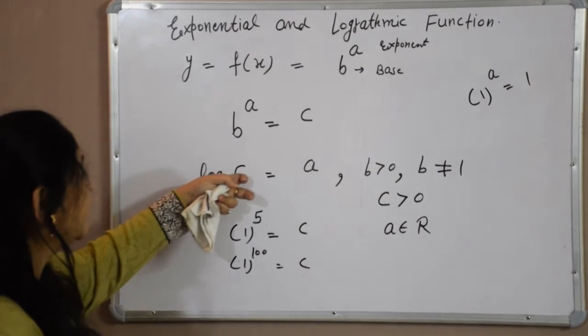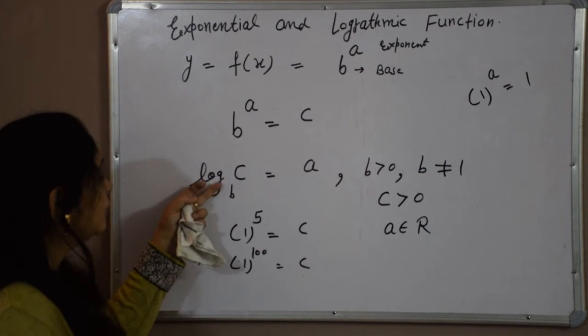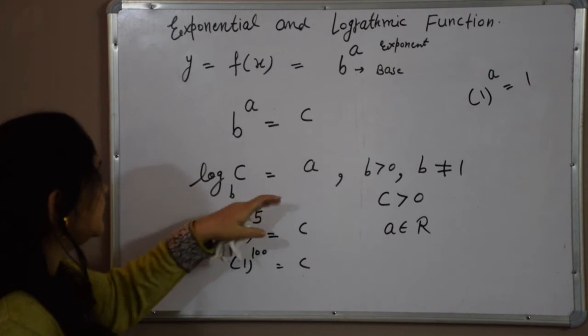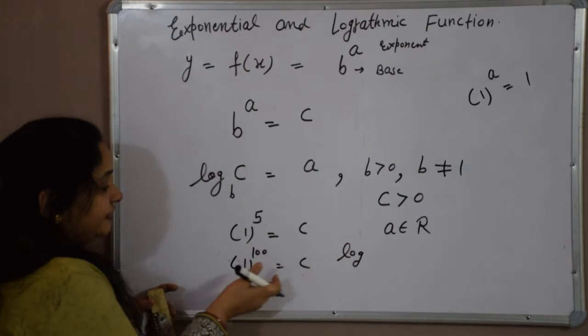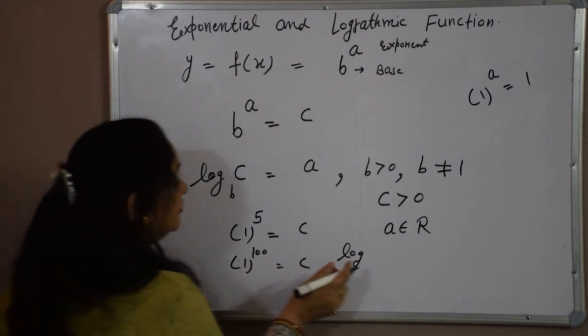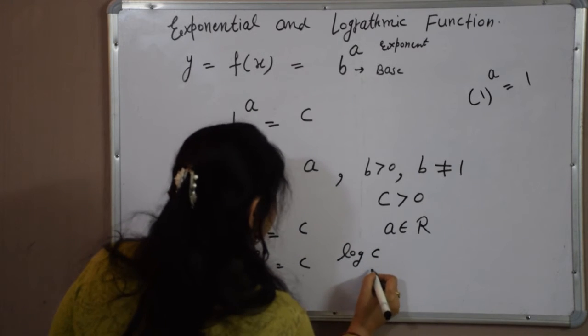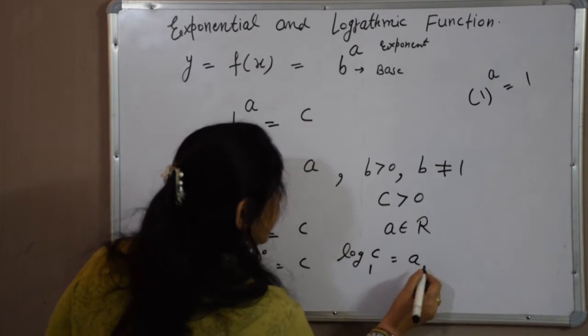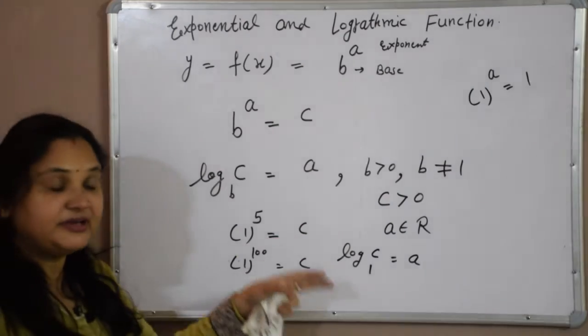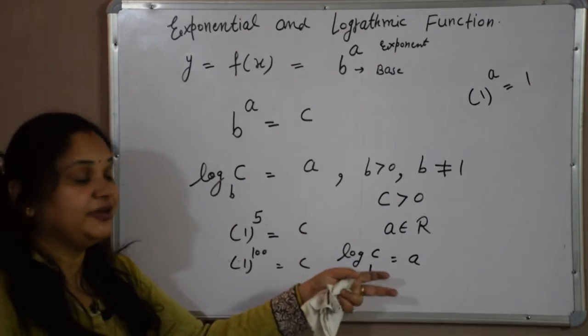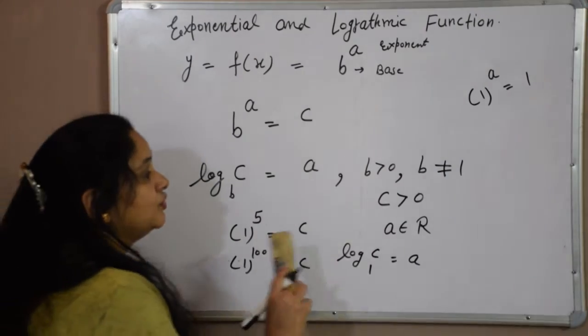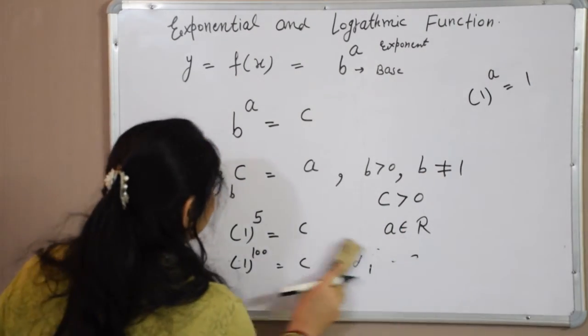So how can I write it in the form of log? Log of c to the base b is equal to a. I cannot write a definite number here. I cannot find a definite number which will give us the ultimate value of a. That's why it is also not defined. So b is not equal to 1.